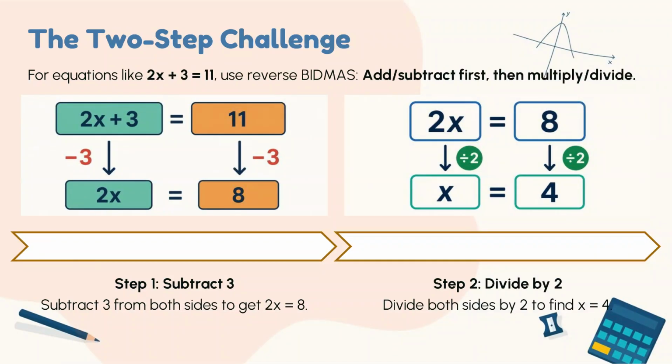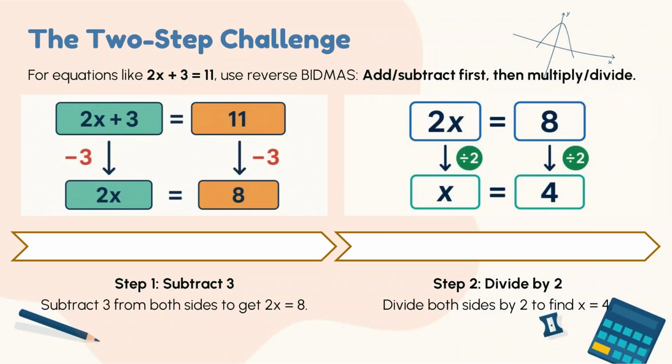Now, let's move on to two-step equations. For equations like 2x plus 3 equals 11, we use reverse BIDMAS. That means we undo addition or subtraction first, then multiplication or division.